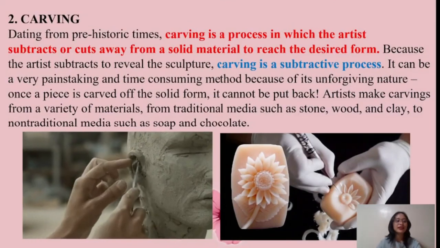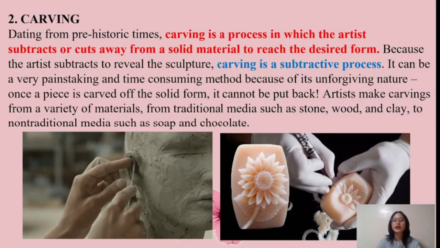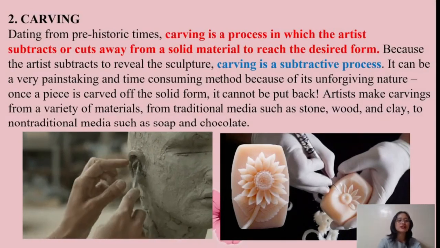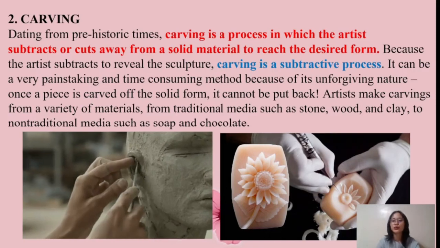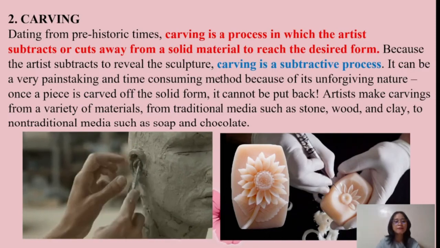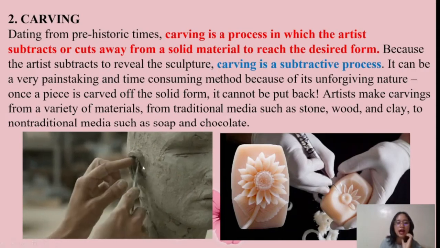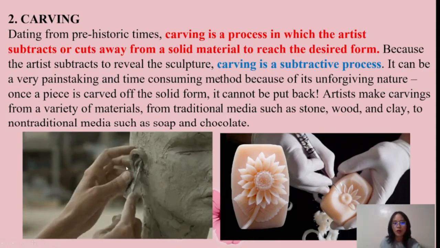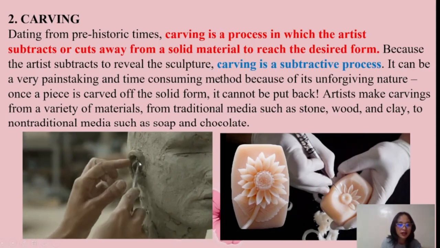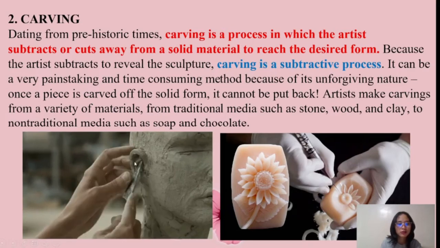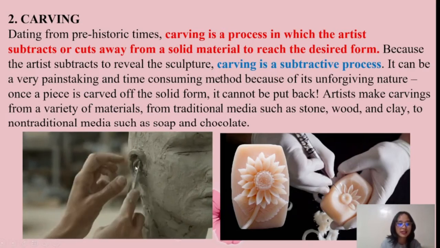Next is carving. Dating from prehistoric times, carving is a process in which the artist subtracts or cuts away a solid material to reach the desired form. Simply, carving is the removal of other parts of the clay, wax, or wood to create a form. Like this one, he removed material to make a 3D ear or realistic ear.